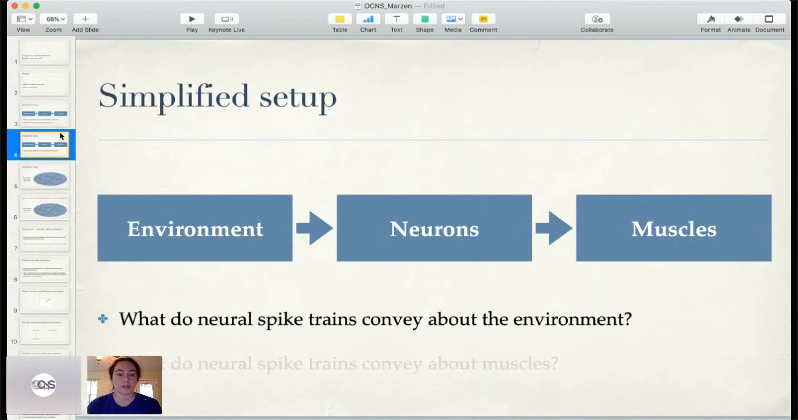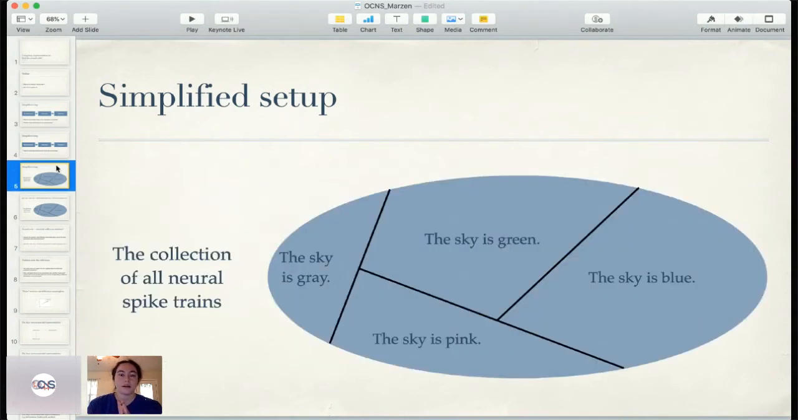For no particular reason, I'm going to focus on one of these just to be concrete. So I'm going to focus on what neural spike trains convey about the environment. And in thinking about this problem, I think a first step is to consider a problem that's so oversimplified that the answer is obvious. So imagine that you have a collection of all the neural spike trains in the world. And if we want to be really concrete about it, we could say that this problem is entirely static, and that really what you're looking at is you have, say, 60 neurons in a dish, and you're looking at which neurons fire in response to which stimuli.